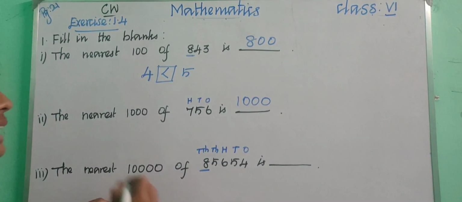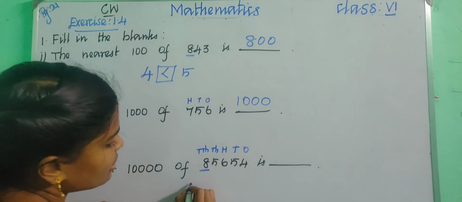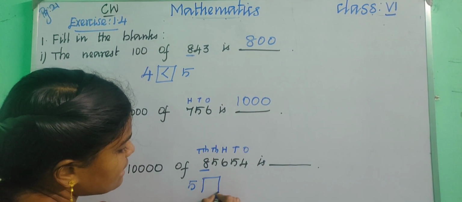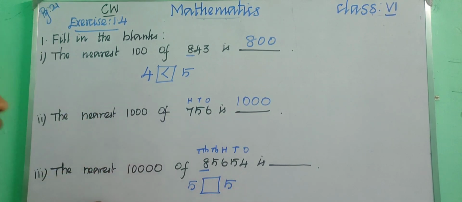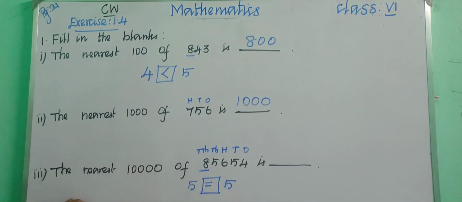Okay, we need to check the next number. So this one is the next number, so that we are going to check whether this 5 is greater than or less than 5. It is equal to 5, right? So if it is greater than 5 or equal to 5, we have the same rule.